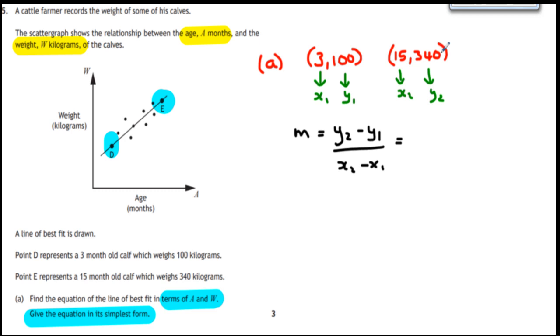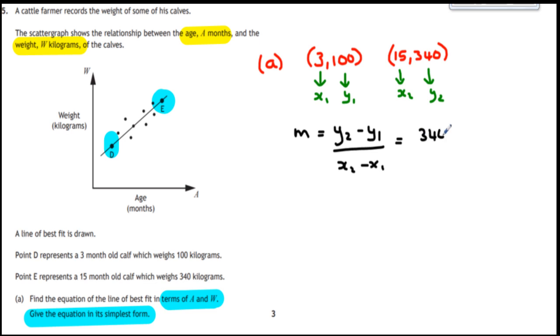Label your points. So the first point here is x1, y1, the second point is x2, y2. Your gradient is y2 minus y1 divided by x2 minus x1. Now, when you're labelling them, the first point has got a wee subscript of 1, the second point has got a subscript of 2. It does not matter which one you choose for point 1 or point 2. When you do your gradient formula, they will balance out, so it doesn't matter.